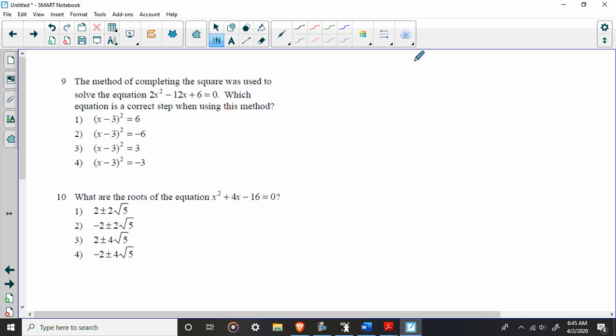So completing the square, right? What do we say? X squared plus 4x minus 16 is equal to 0. The first thing we need to see is a equal to 1. A is equal to 1, right? There's no coefficient for this. We can continue, okay? Our next step was to move this number over to the other side, okay?